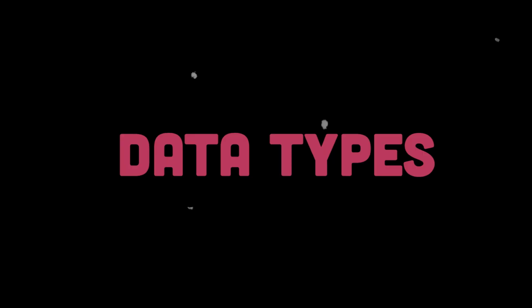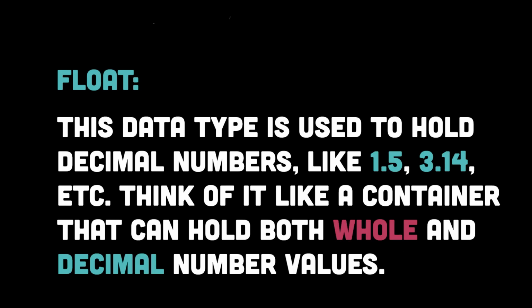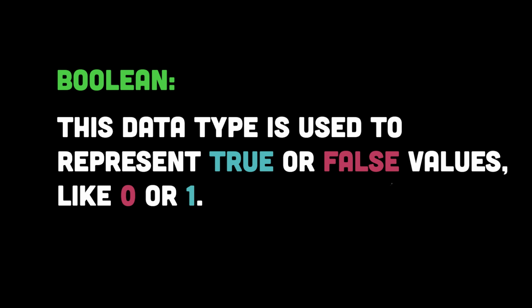Here are a few common data types used in programming. Integer. This data type is used to hold whole numbers like 1, 2, 3, etc. Think of it like a container that can only hold whole number values. Float. This data type is used to hold decimal number values like 1.5, 3.14, etc. Think of it like a container that can hold both whole number and decimal number values. Character. This data type is used to hold individual characters like A, B, C, etc. Think of it like a container that can hold one letter at a time. Boolean. This data type is used to represent true or false values, 0 or 1.